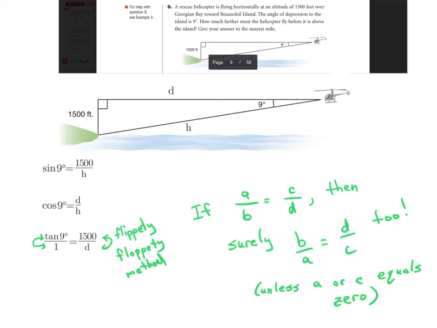So it becomes 1 over tan 9, which is equal to D over 1,500. And the D is what we want. This 1,500 is no good there. So just like I showed you before, get rid of that 1,500, goes up to the top here, and we have 1,500 times 1, which is kind of useless, divided by tan of 9. That will be equal to D. All right, my trusty calculator comes out with the answer 9,470.6.